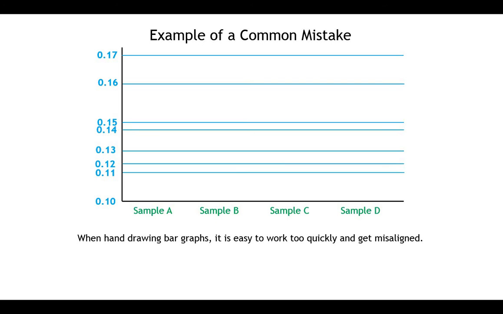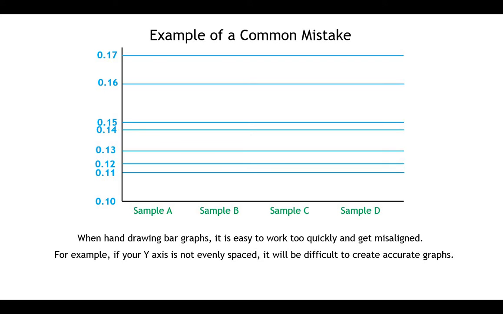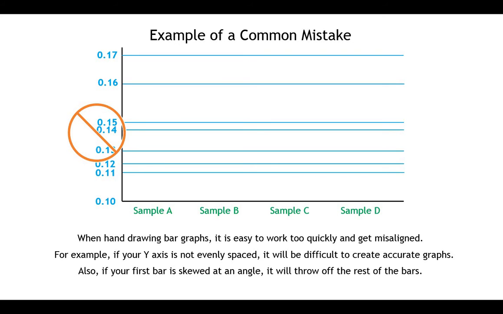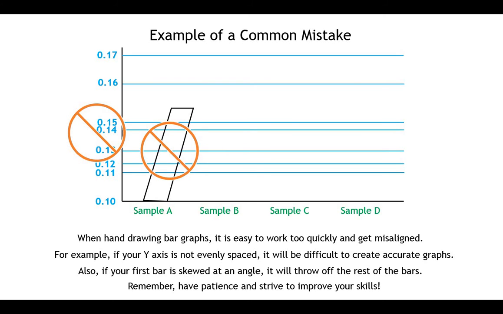When hand drawing bar graphs, it is easy to work too quickly and get misaligned. For example, if your y-axis is not evenly spaced, it will be difficult to create accurate graphs. Also, if your first bar is skewed at an angle, it will throw off the rest of the bars. Remember, have patience and strive to improve your skills.